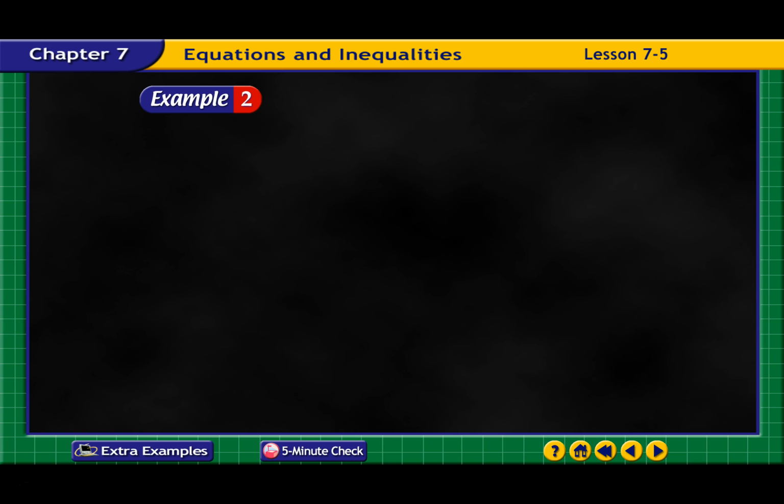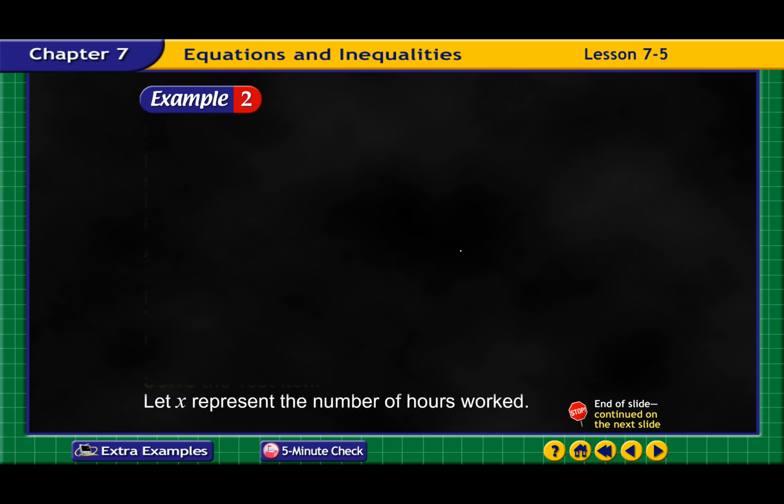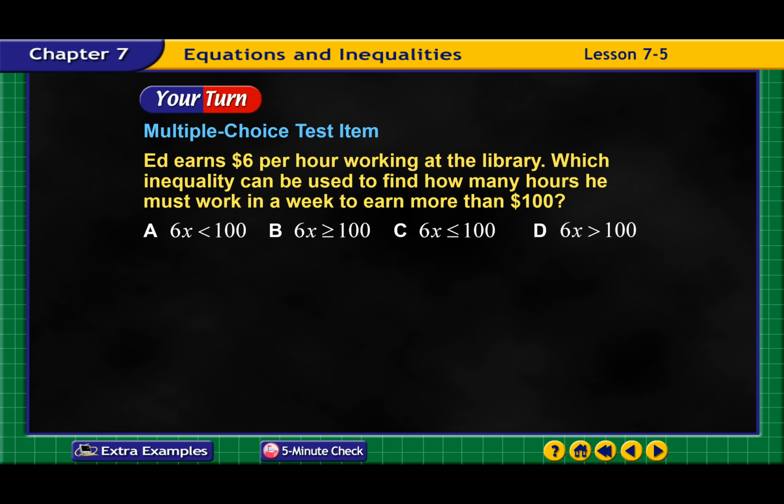So the answer is B from back here. So this answer is B. If you had picked C, which does not have an equal sign, you would have been wrong. Pause this, give it a shot.